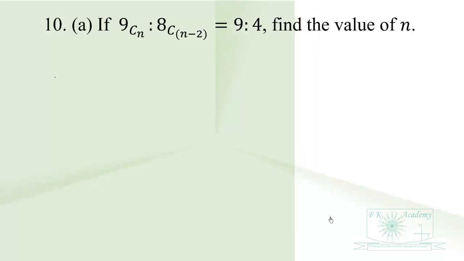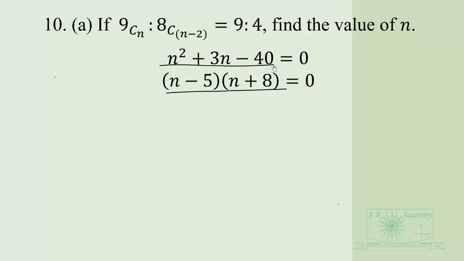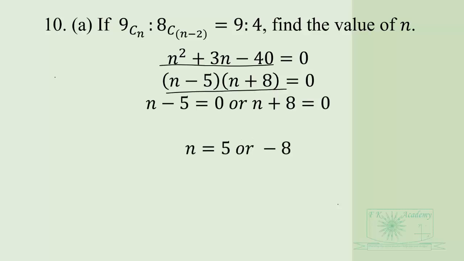We have this quadratic equation that we can simplify further. So we have n squared plus 3n minus 40. We can factor it to obtain n minus 5, n plus 8, because when we expand this, we are going to get what is here. So n will either be equal to 5, or n will be equal to negative 8. And since we are dealing with factorial, we are looking for the positive, which is n is equal to 5.